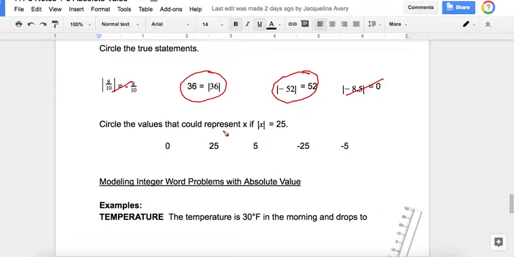So circle the values that could represent x if the absolute value of x is 25. So remember, if we place all these numbers in for x, which ones would have an answer of 25? And hopefully you said 25 and negative 25. Because remember, opposite integers will have the same absolute value, or opposite numbers, because it could be fractions as well, or decimals. Okay, so moving right along, we need to model word problems with absolute value.